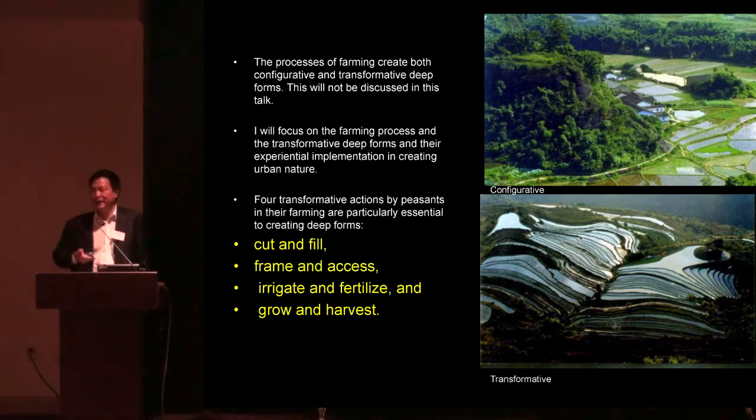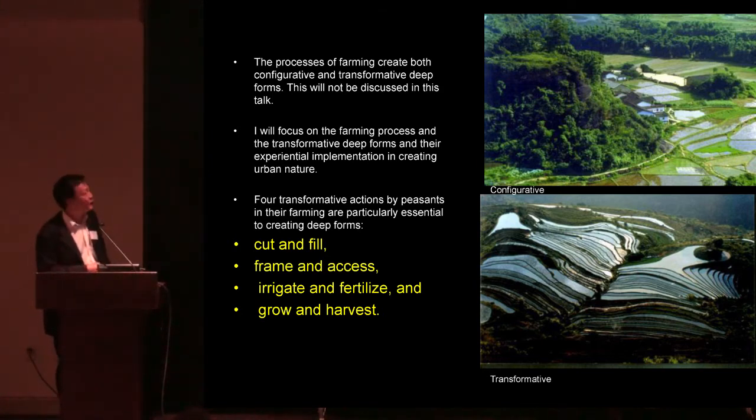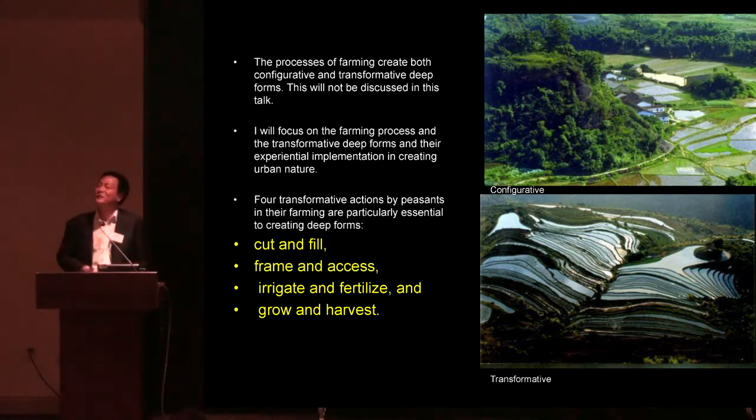for our urban nature. And the process of farming created both configurative and transformative deep forms, of course. But I will focus only on these transformative forms. Four transformative actions by peasants in their farming are practically essential to the creating of deep forms.